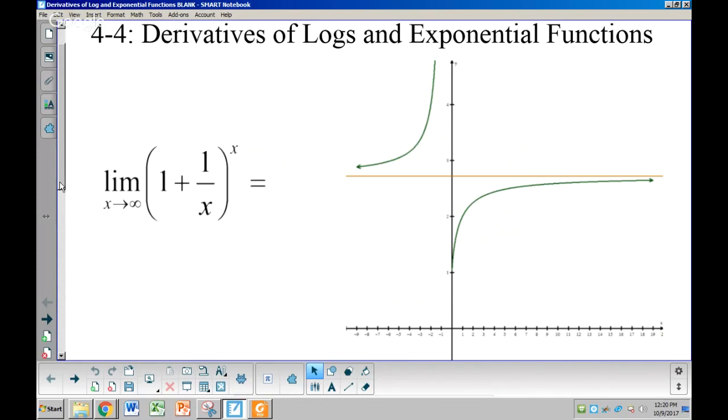You got it? I've got one. It's E. The whole thing is to the x. All right, did somebody get E? This is E. Now, this is a limit all calculus students should know. And I'm going to just refresh your memory here.